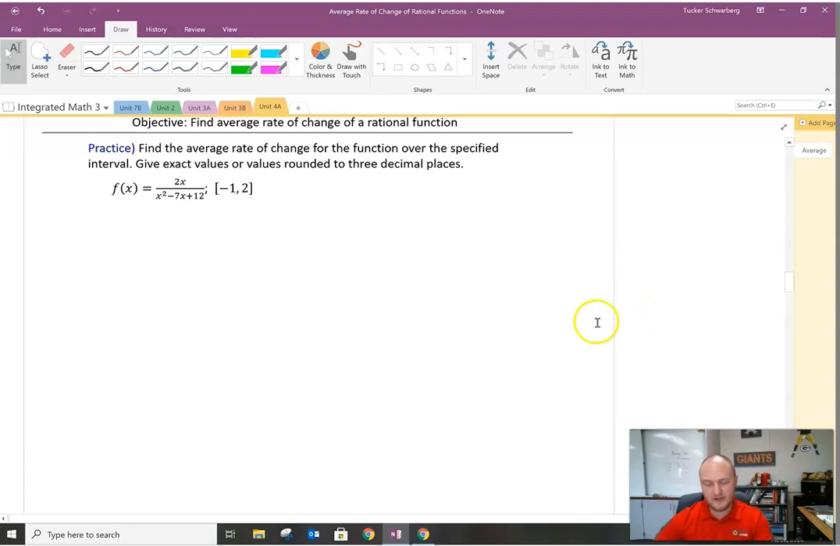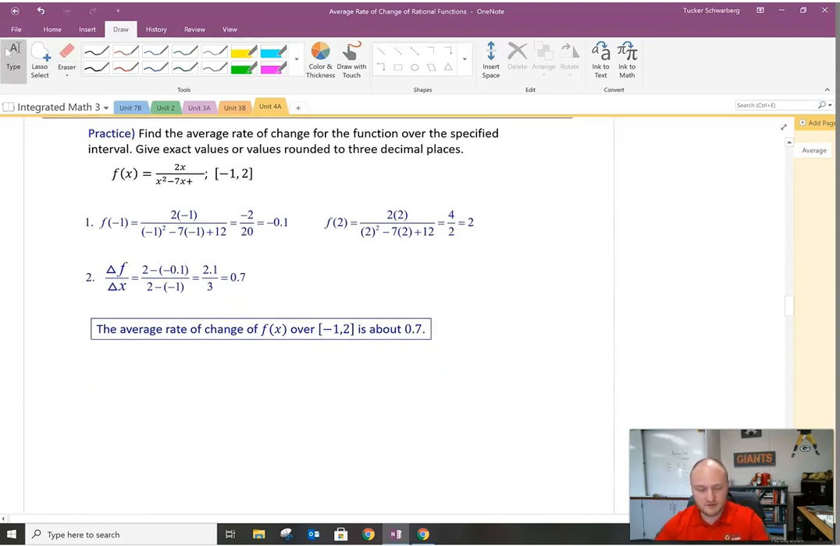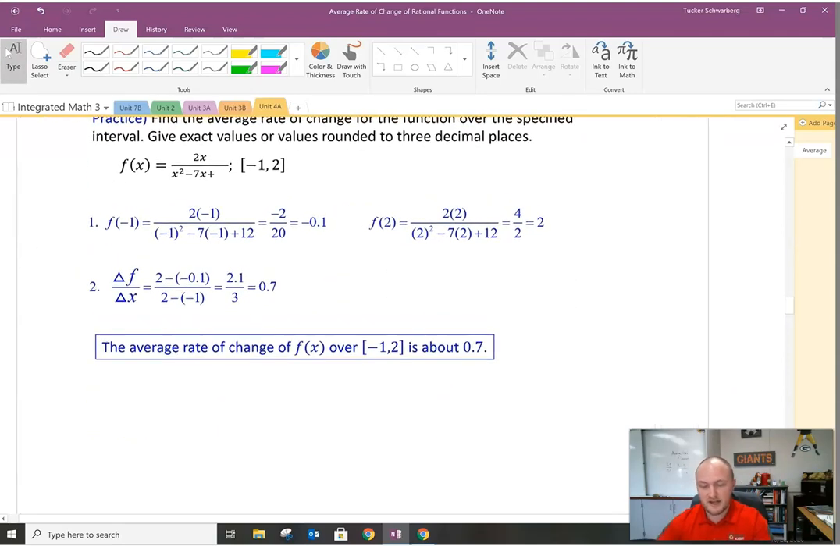All right, hopefully you went ahead and tried this. Step 1, did you get your function values? Okay, so we get our function values, and if I plug in -1, we get -2 over 20, which is -0.1. Next, if I plug in 2, f of 2, well, that gives me 4 over 2, which is 2. So those are our function values.